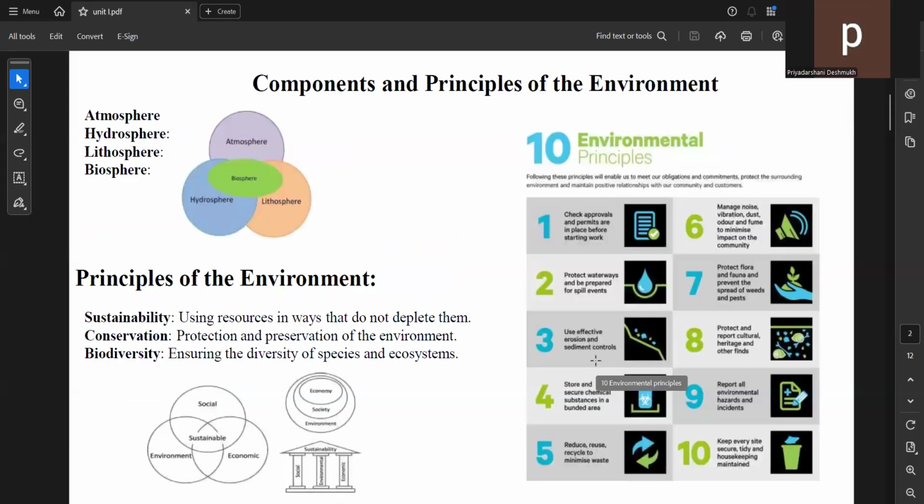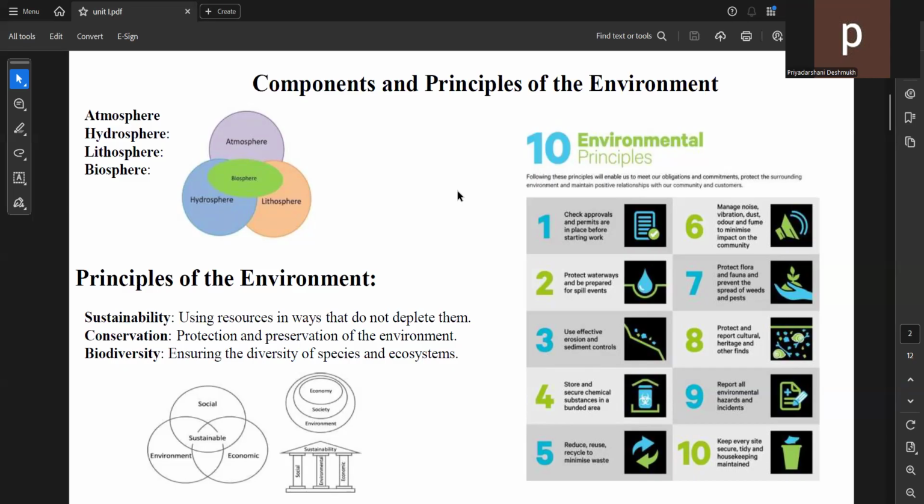The next one is the components and principles of the environment. First, see the components. As we all know, in the environment there are the atmosphere, hydrosphere, lithosphere, and biosphere. The biosphere is the middle portion of the atmosphere, lithosphere, and hydrosphere, which shows the environment. It is the biosphere.